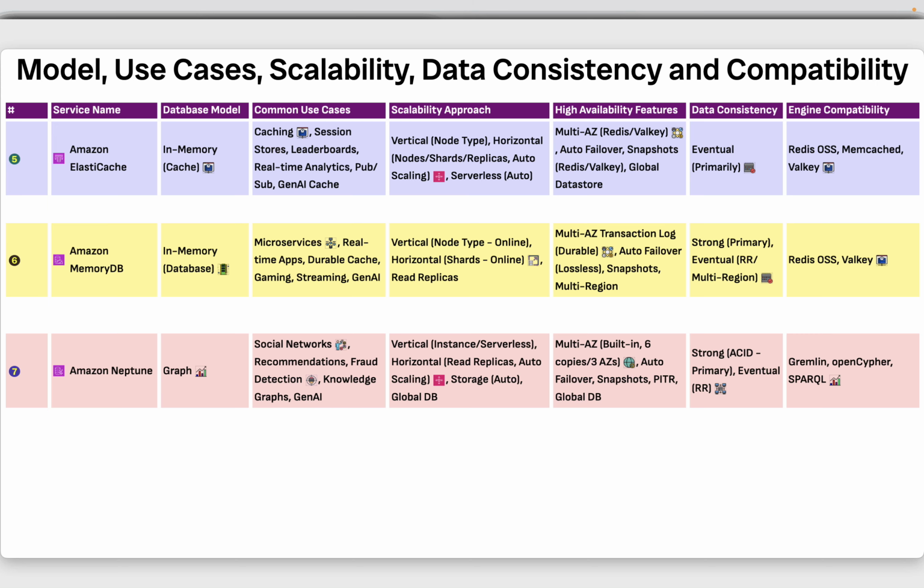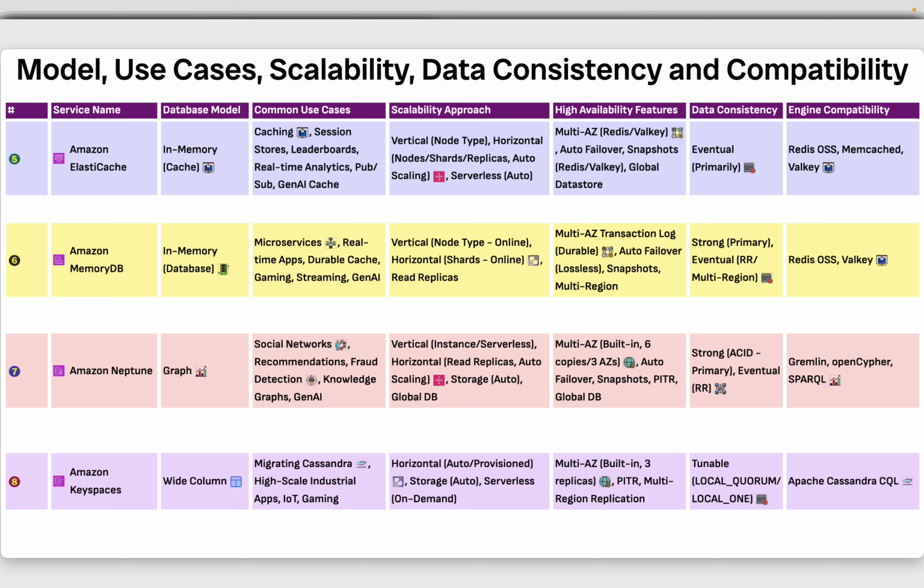High availability features, you have multi-AZ, so it is built in. You can have 6 copies spread across 3 AZs. Auto failover, snapshots, point-in-time recovery, and global database. So these are the features for high availability. Data consistency model is strong with ACID compliance and eventual for read repair. Engine compatibility, so these 3 engines are available. So these are Gremlin, openCypher, and SPARQL. So similar to cache, these are totally different technologies. So you have to choose one of them.